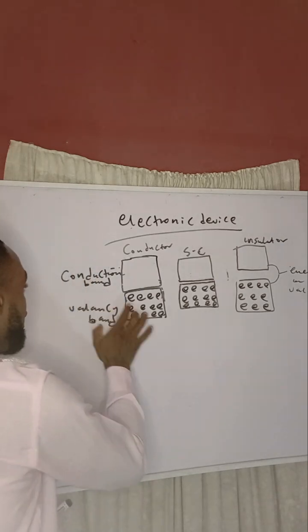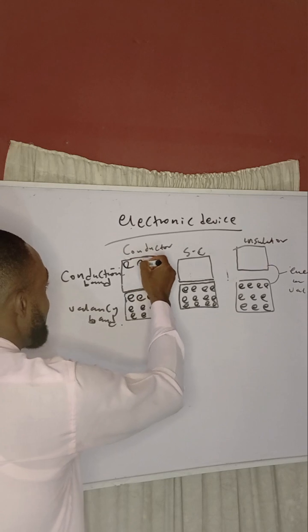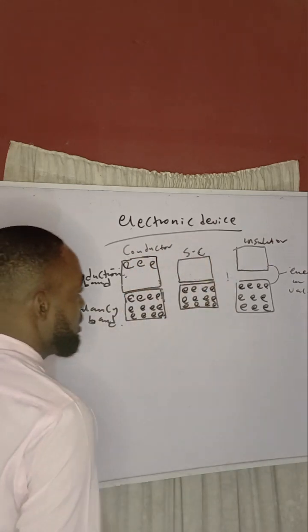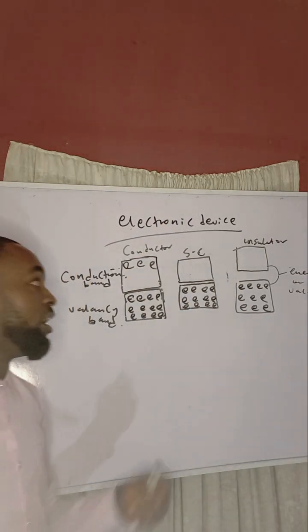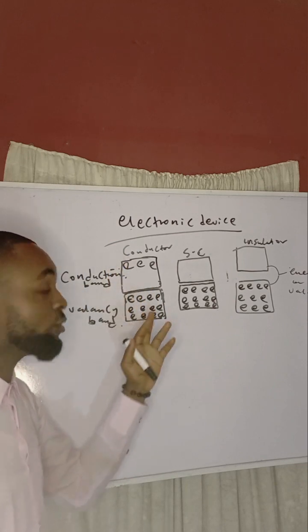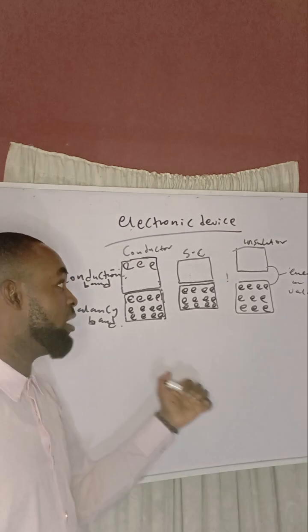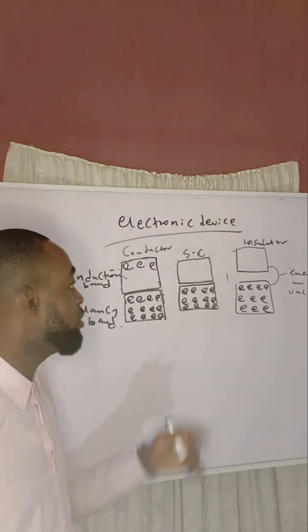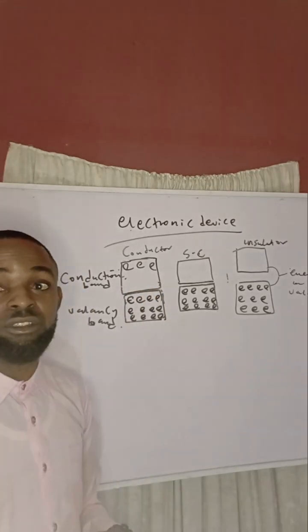So in a conductor, electrons can move from here to here without any obstruction. Electrons can move from here to here, and because there is no gap, they can jump easily. So that is why they say that a conductor conducts electric current by what? Mobile electrons. Remember, exam question. A conductor conducts electricity by what? Mobile electrons.